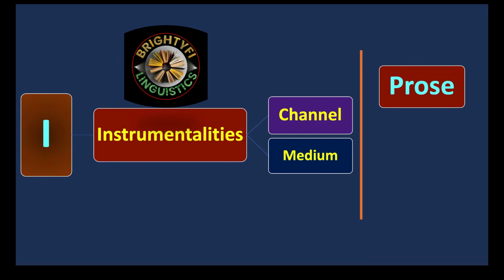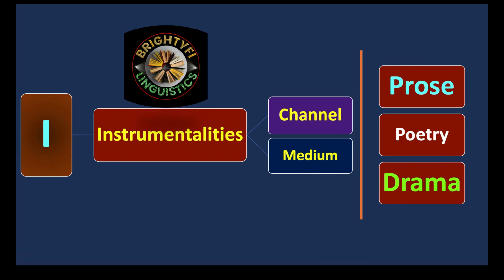That is to say, whether it is a prose style, a prose way of writing or talking, or a poetic style, what we call poetry, or a dramatic form, what we call drama, or a story form, storytelling. So there are different ways and means, what we call channel or medium, through which we communicate. Sometimes as a speaker, as a writer, as a poet, as a teacher, as a student, as a normal human being, we must have the channels, the instrumentalities through which we express our language.